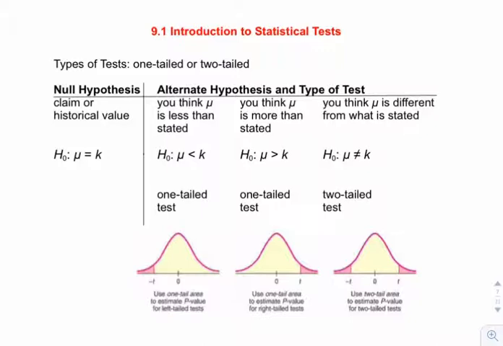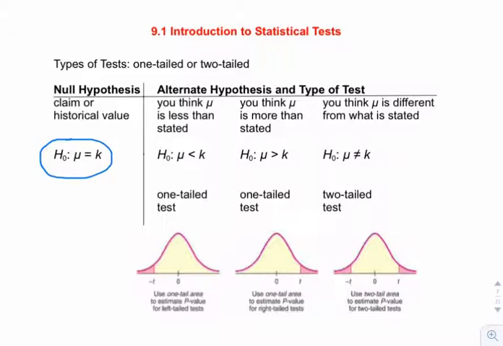So when we're constructing our alternative hypothesis, we have three options. We have our null hypothesis, which is our initial claim. It gives that the mean is a particular value, so let's just say k. Our alternative hypothesis, there are three kinds. You could claim that the mean is less than k, you could claim that the mean is greater than k, or you could make the claim simply that the mean is not k.